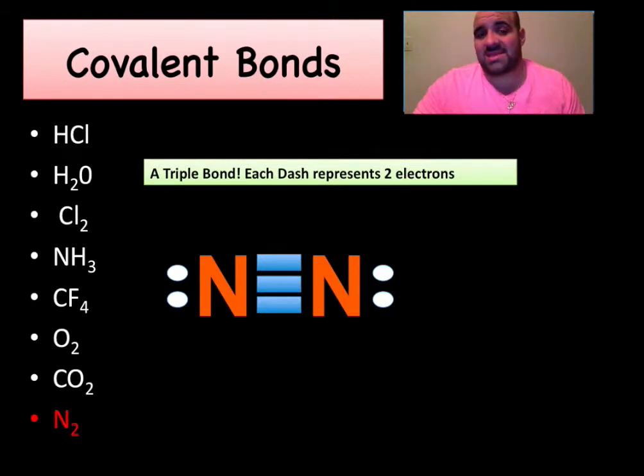Diatomic nitrogen is a triple bond. Each dash represents 2 electrons. So that's how we would draw the Lewis structure for nitrogen. And remember, each one of those dashes is an electron pair, shared electrons, 2 electrons in a chemical bond.